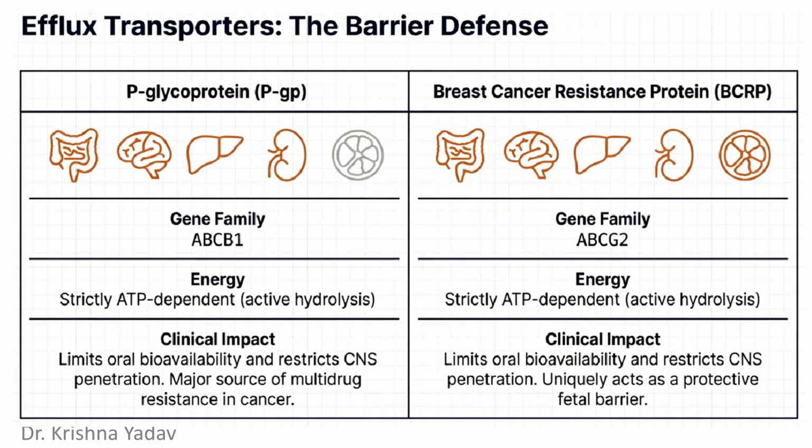In summary, P-glycoprotein and BCRP are major efflux transporters. Both are ATP-dependent. PGP, encoded by ABCB1, limits oral bioavailability and restricts CNS penetration, contributing to multi-drug resistance. BCRP, encoded by ABCG2, also limits bioavailability and CNS penetration and acts as a protective fetal barrier.